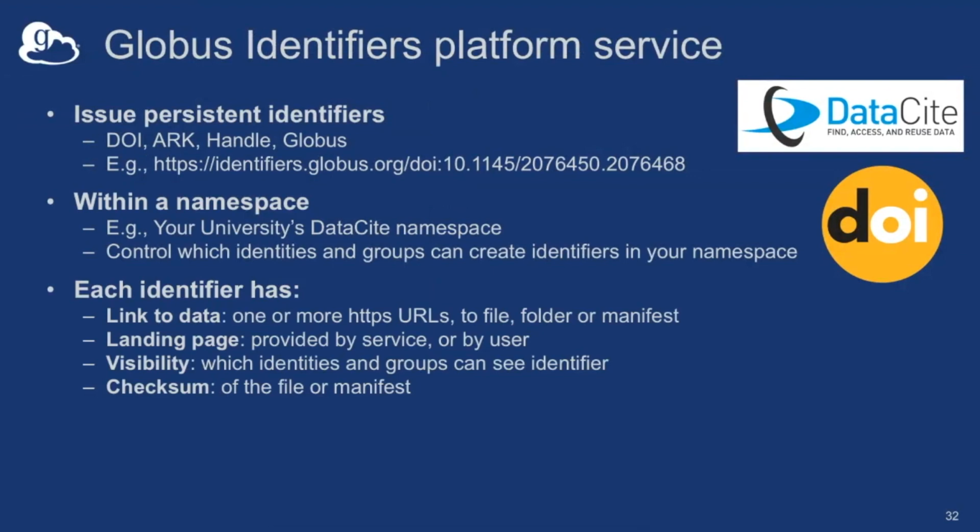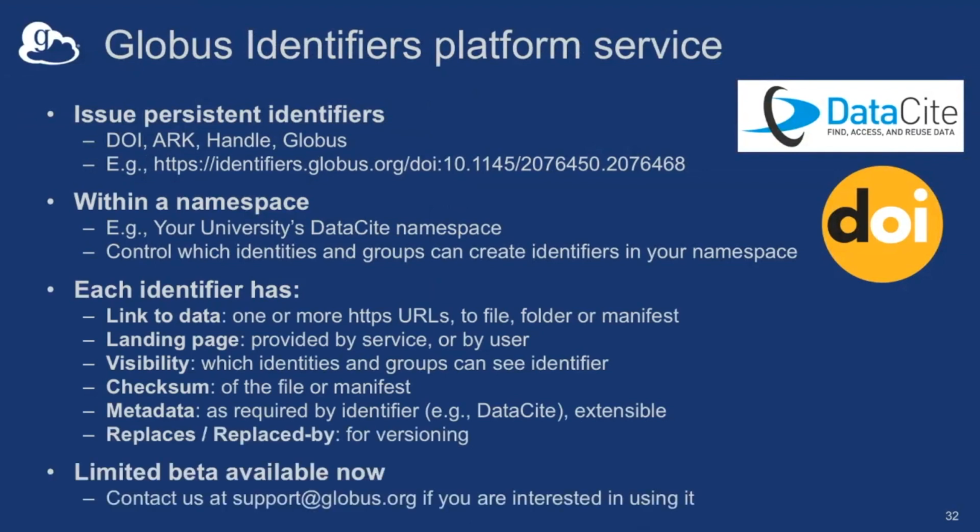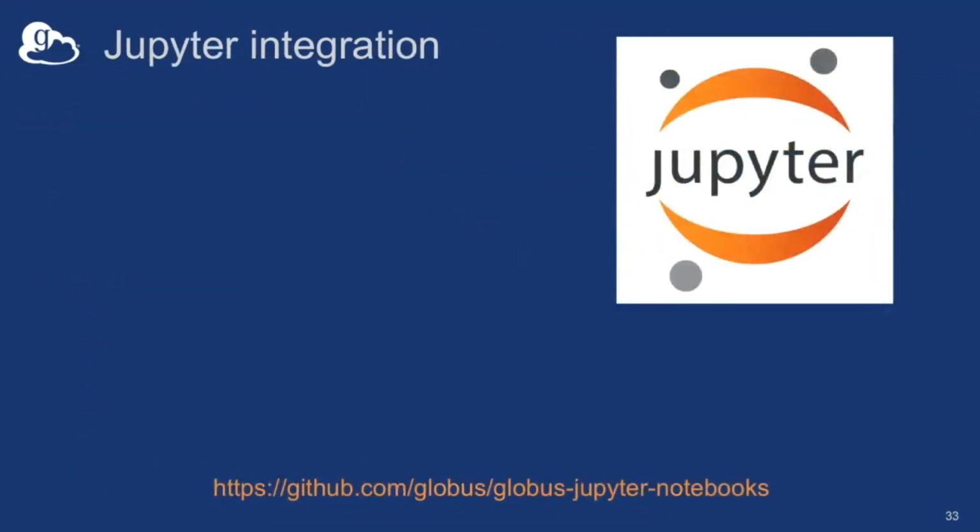You can associate checksums with this. So now I can start having integrity of the data that this identifier is associated with. And you'll see from our tools downstream, we'll be starting to add that into tools like transfer and HTTP downloads and the like so that we can validate all that automatically. You can associate some basic metadata with it, and of course some versioning with replaces, replaced by. Right. So again, it's in limited beta. If you're interested, drop us a note, and we're starting to have real users starting to use this.